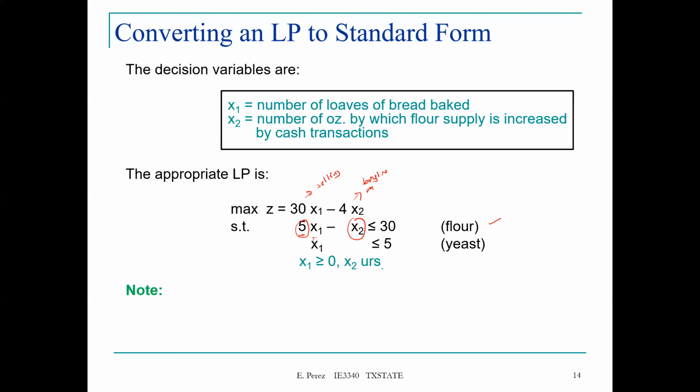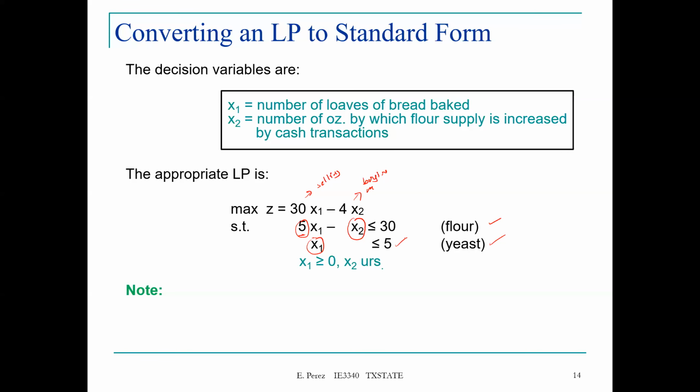X1 has to be less than or equal to 5, because you have 5 packages of yeast, so you want to make sure that you use them. And so that's a constraint, and you require one per loaf of bread, right? So you can bake as many as 5. That's how many loaves of bread you can bake.